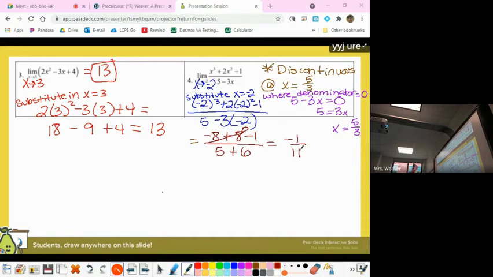So since I substituted in, I know that is the limit because the function is continuous at the value we're looking at. So we can just substitute that value in and see where the function's at, and that's what the function's limit will be. Questions about that?